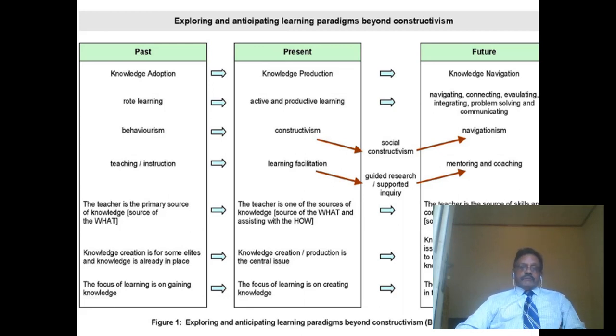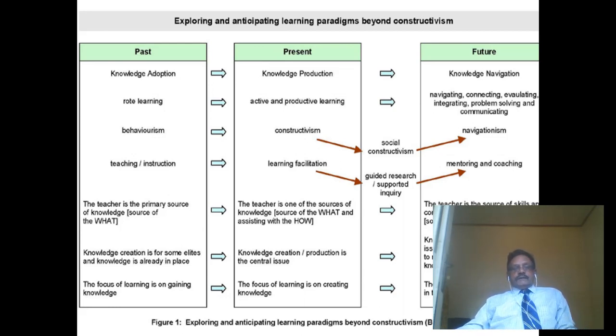You just see, in the past: knowledge adoption, rote learning, just teaching, what we call instruction. The teacher is the primary source of knowledge. Knowledge creation was for some elites, and knowledge is already in place. The focus of learning is on gaining knowledge. So in the past, knowledge adoption is the main objective of learning.